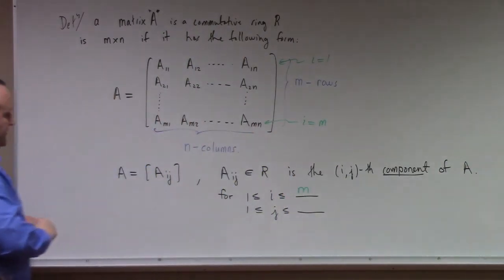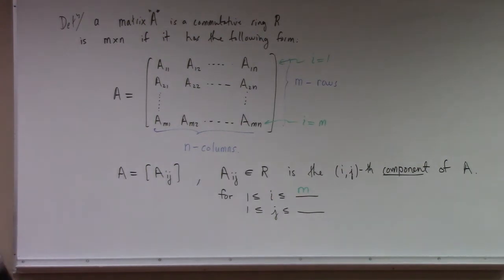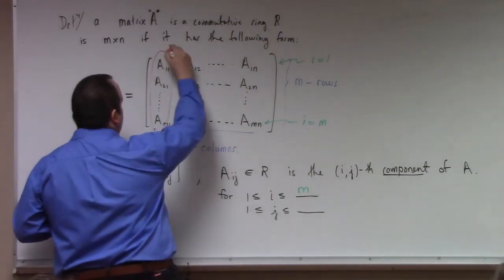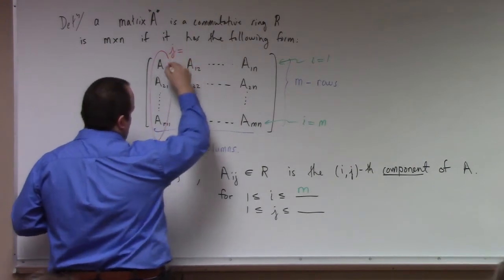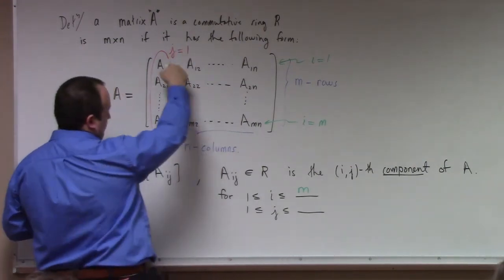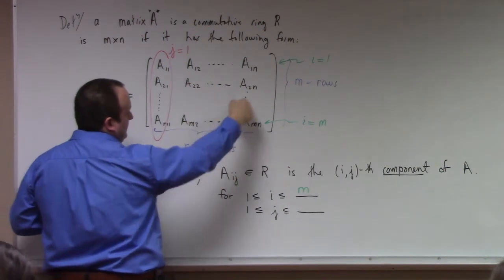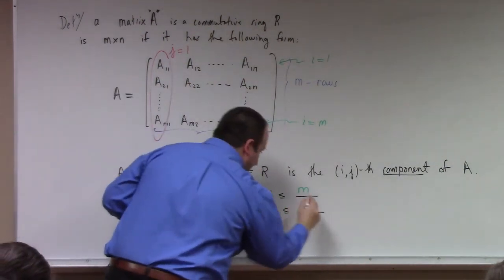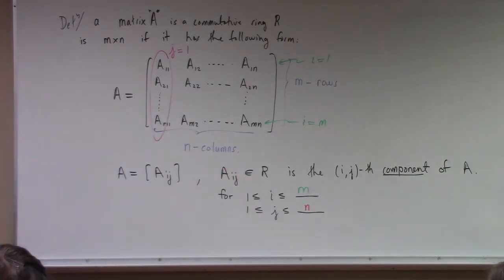And for the matrix under consideration right now, the one we're talking about here, j is the column index. It ranges from what? This would be j equal to 1, 1, 1, 1, 2, 2, 2, 2, n, n, n, n. So j ranges from 1 to n. Okay?